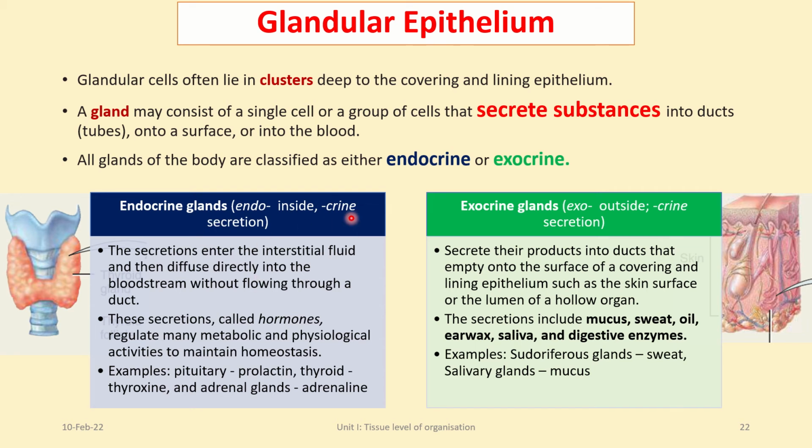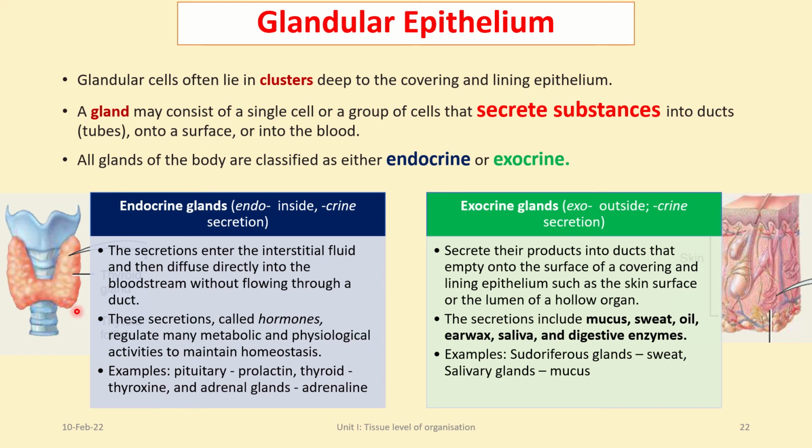So, in the glandular epithelium, if the secretions enter the interstitial fluid, which is nothing but the fluid between two cells, and then diffuse directly into the bloodstream without flowing into any kind of cavity or duct or tube, those secretions, which are called hormones, are responsible for regulating many metabolic as well as physiological activities and also maintaining homeostasis, which is nothing but a harmony between the internal and the external environment. Examples of these types of glands and hormones would be the pituitary, which secretes prolactin, the thyroid gland, which secretes thyroxine, and the adrenal glands, which secrete adrenaline.